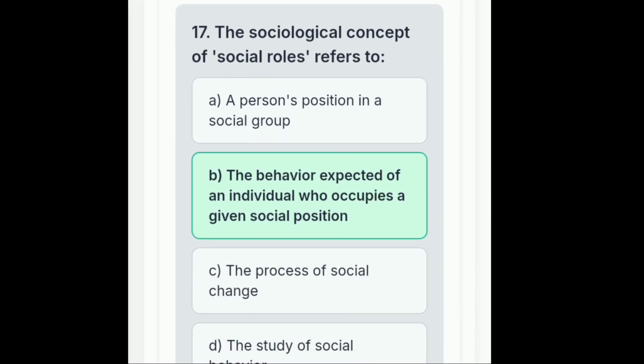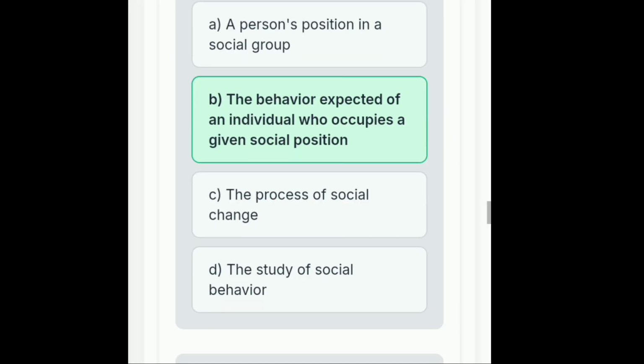The sociological concept of social roles refers to: Option A, the person's position in a social group. Option B, the behavior expected of an individual who occupies a given social position. Option C, the process of social change. Option D, the study of social behavior. So B is the correct answer.